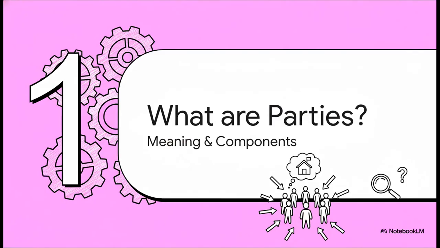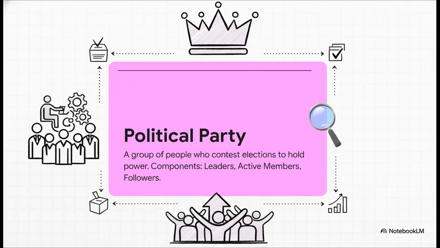First things first, let's start with the most basic definition. Remember, a political party is basically a team, a group of people who come together to contest elections with the aim of holding power in the government. And it's made up of three very important components. First, you have the leaders, then the active members, and finally, the followers.